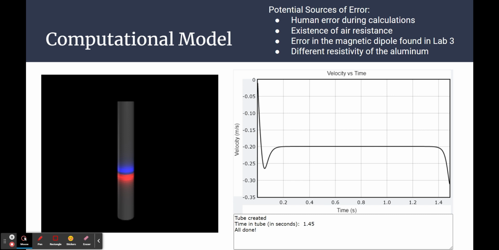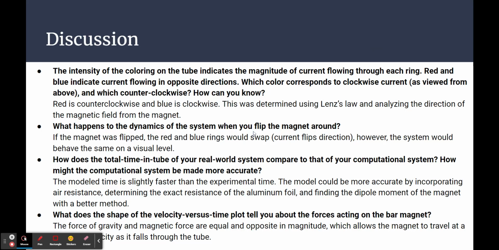Potential sources of error are human error during calculations, the existence of air resistance, possible error in the magnetic dipole found in lab 3, and different resistivity of the aluminum. The red ring shows counterclockwise movement, and blue is clockwise. This was determined using Lenz's law and analyzing the direction of the magnetic field from the magnet. If we were to flip the magnet, the red and blue rings would swap, so the currents would flip directions. However, the system would still behave the same and look the same on the visual level.